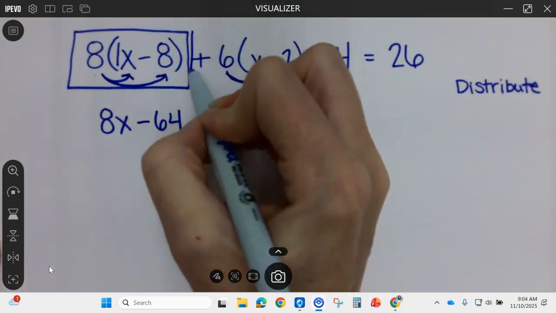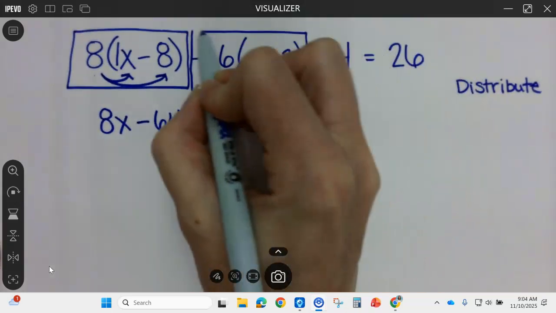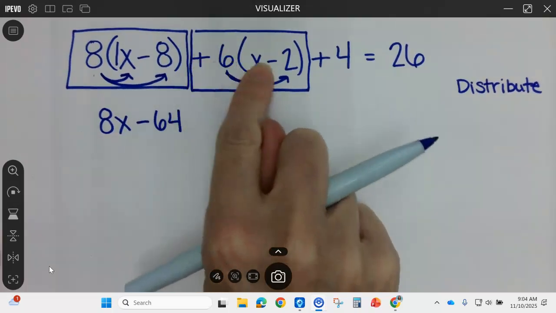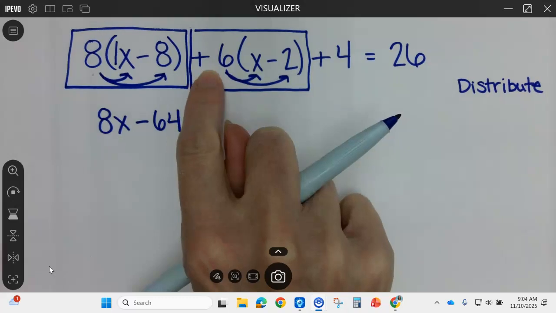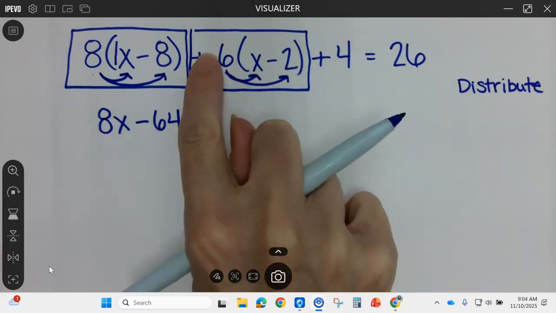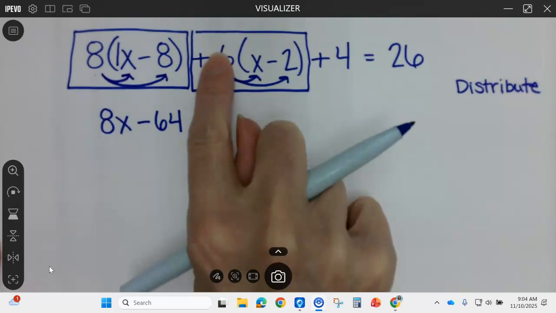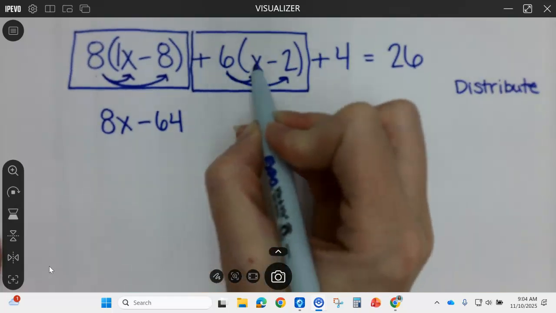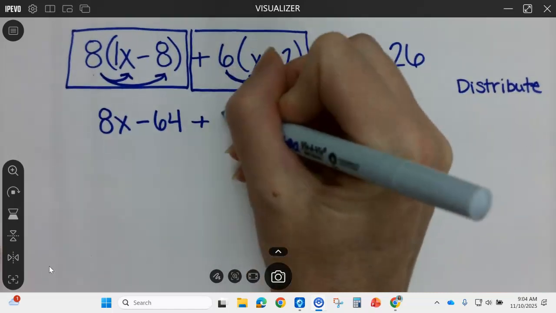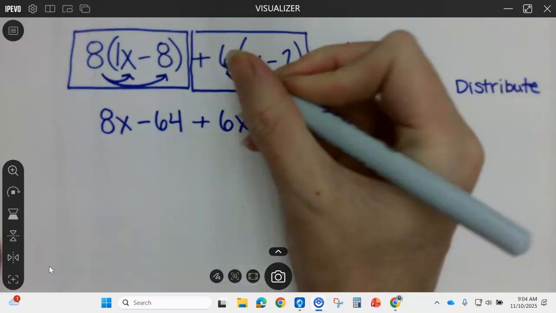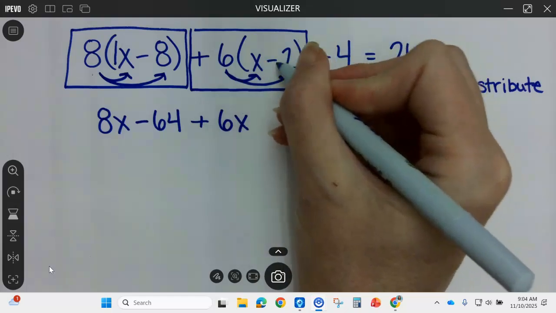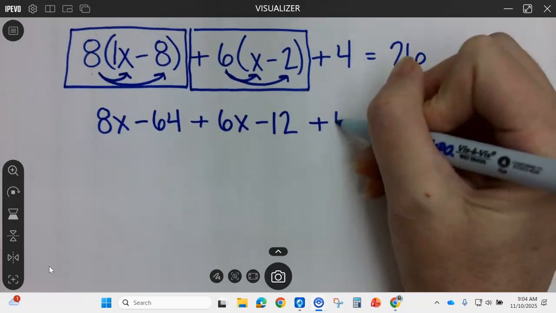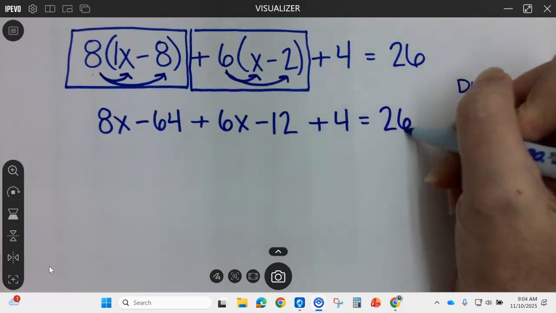We're also going to distribute here, and I'm boxing it with this plus to make sure that we know that we're adding all of this. If this was a minus, you also want to distribute it because you'd have to be taking away 6 groups of this and 6 groups of this. All right, so we have positive 6 times x, which is 6x, and positive 6 times negative 2, which is negative 12. And then I'm going to copy everything else.